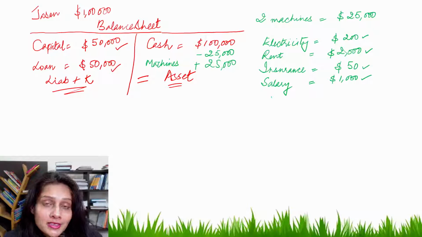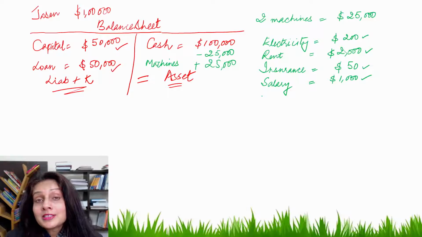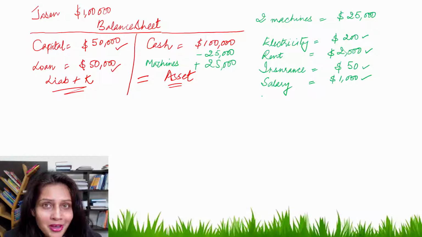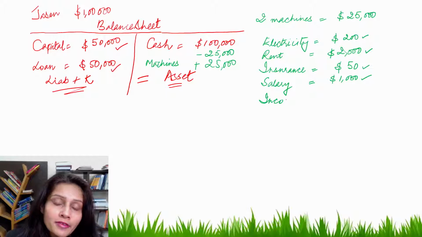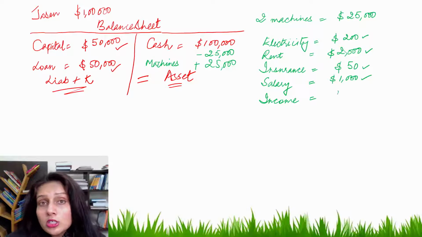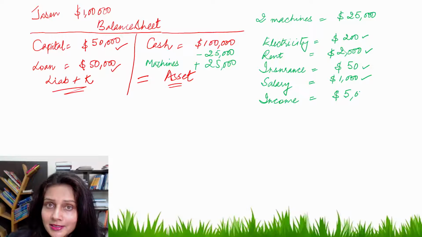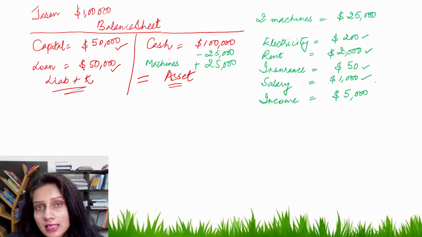Now because Jason is making all these expenditures, let's not let him go down the path of just spending. Let's make him earn something also. Now suppose with whatever work Jason has been doing, he has been able to earn $5,000. So $5,000 is an income for Jason. So we have listed certain expenses and certain incomes.